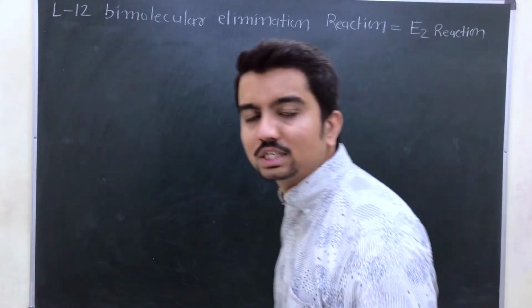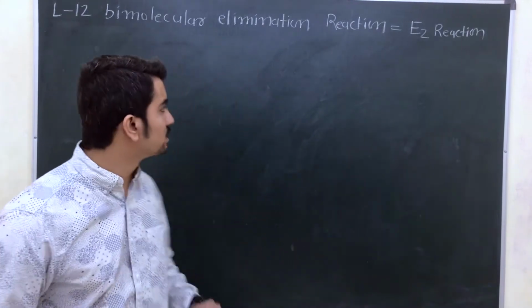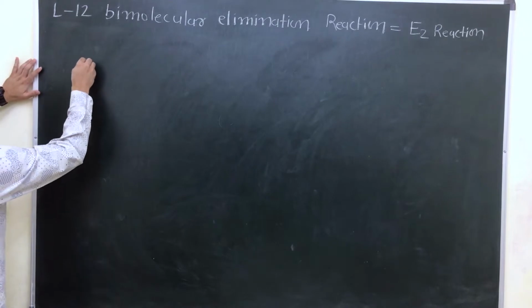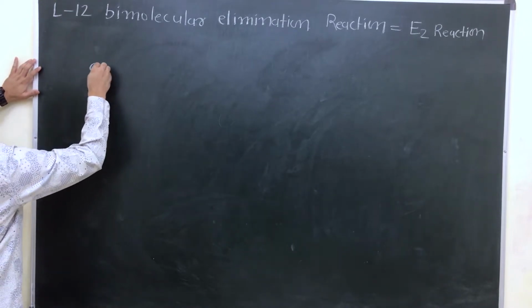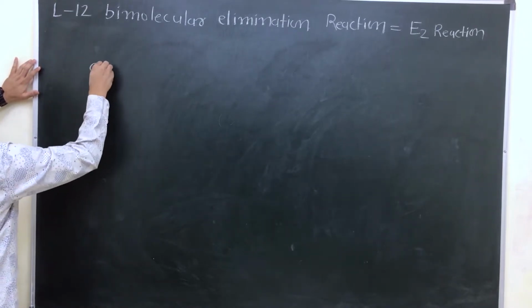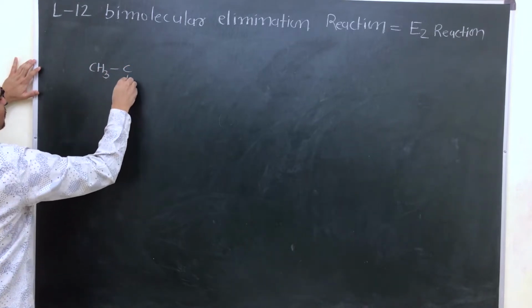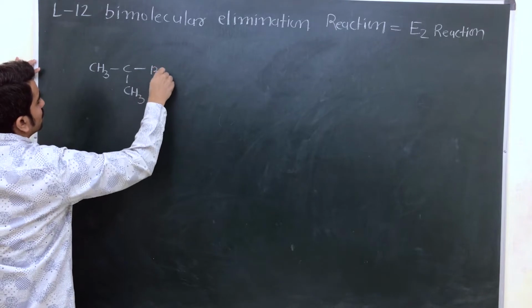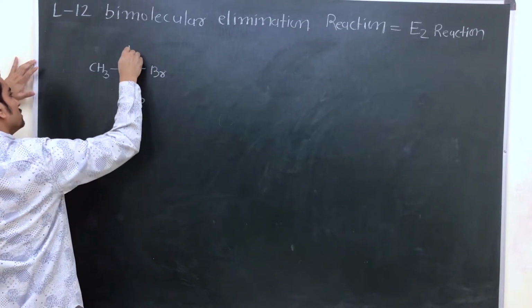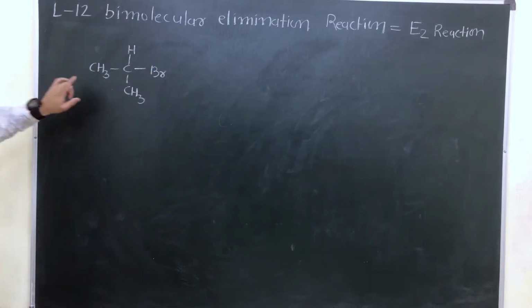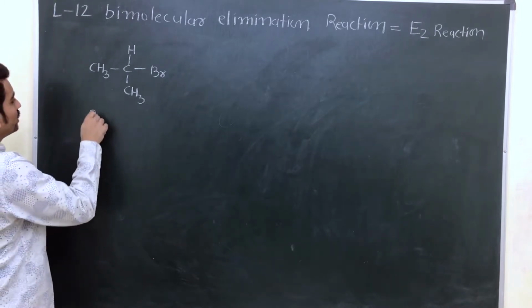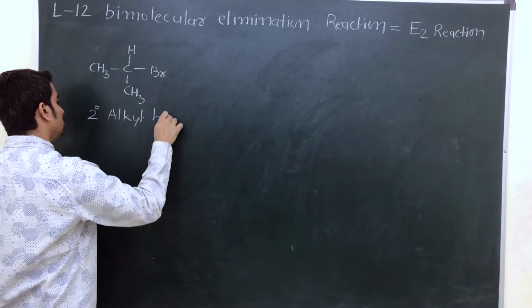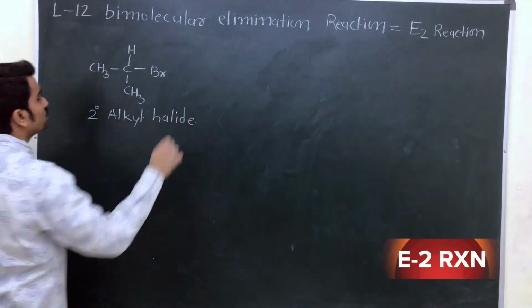Okay, so let's start the E2 reaction mechanism. Here we are going to take one example of a 2 degree alkyl halide. This is a secondary or 2 degree alkyl halide. Now see what will happen.